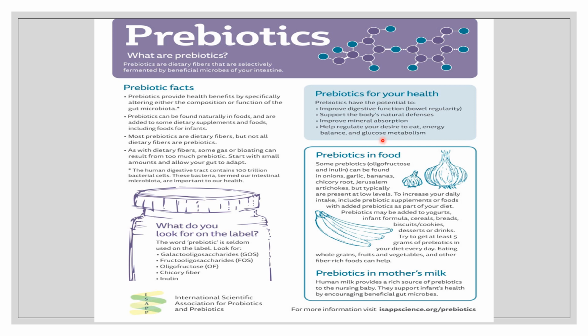Now, prebiotics in food. Some prebiotics like oligofructose and inulin can be found in onion, garlic, banana, chicory root, Jerusalem artichokes, but typically are present at very low levels. So to increase your daily intake, include prebiotic supplements in your food. This can also help if you want to regularly take prebiotics in your diet. Naturally they are present, but in very low amounts, so you can rely on supplements, but yes, they should be prescribed by your doctors.